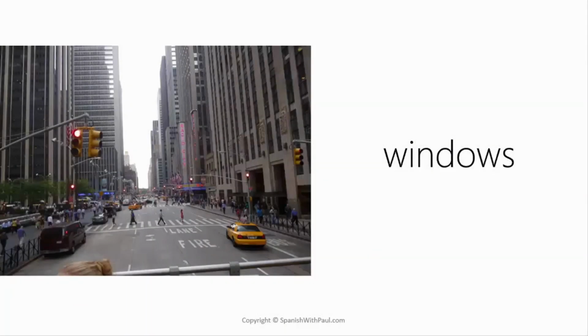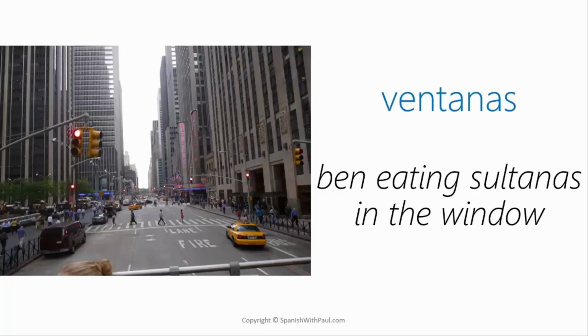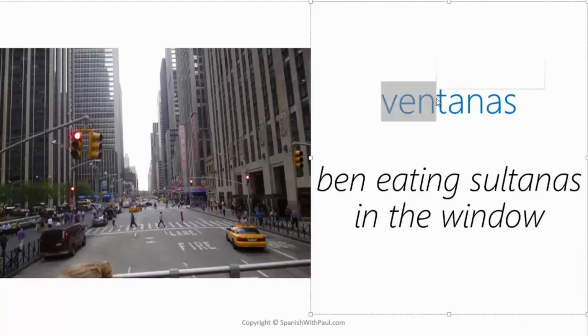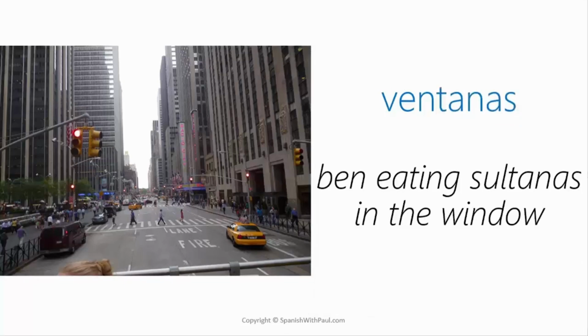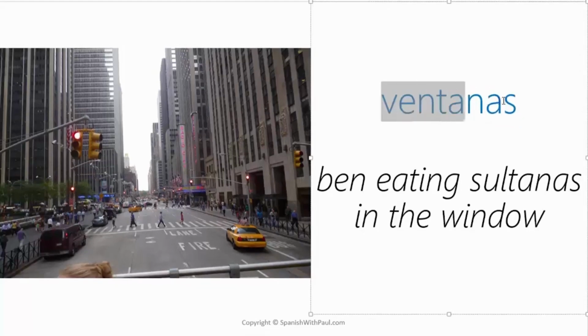There are a lot of buildings in this image and also a lot of windows. The word for windows is ventanas. So what you can do is visualize Ben eating sultanas in the window. It gives you that link back. We have Ben at the front and tanas reminds me of sultanas. So Ben eating sultanas leaning against the window. If you visualize that for 30, 60 seconds, it can help create a pathway back to ventanas.